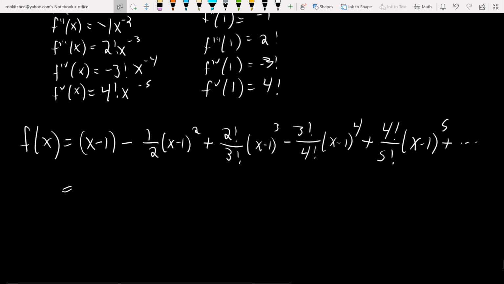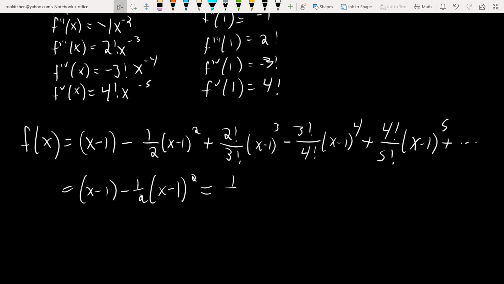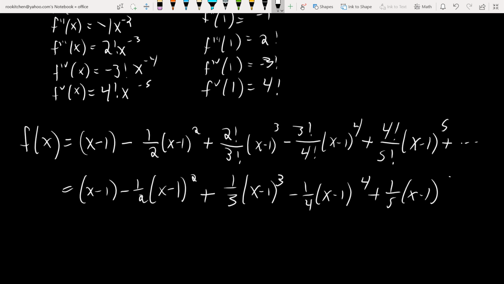Then you can simplify it, hopefully a little bit. Not much to do, really. 2 factorial over 3 factorial is the same as 1/3. And then minus 1/4. So this would be x minus 1 cubed minus 1/4 times x minus 1 to the 4th plus 1/5 times x minus 1 to the 5th plus dot, dot, dot. And there she is. Okay.